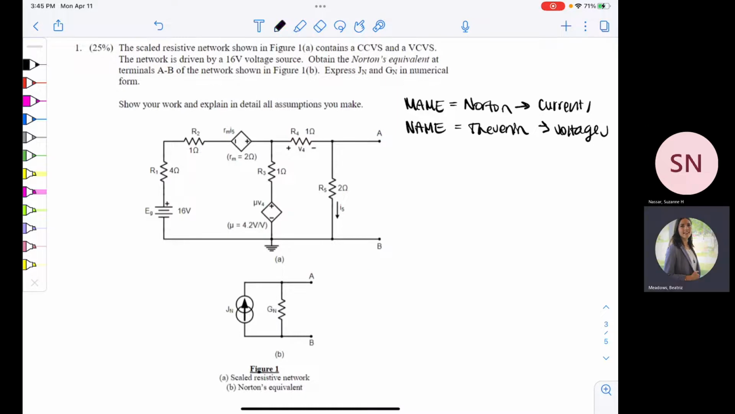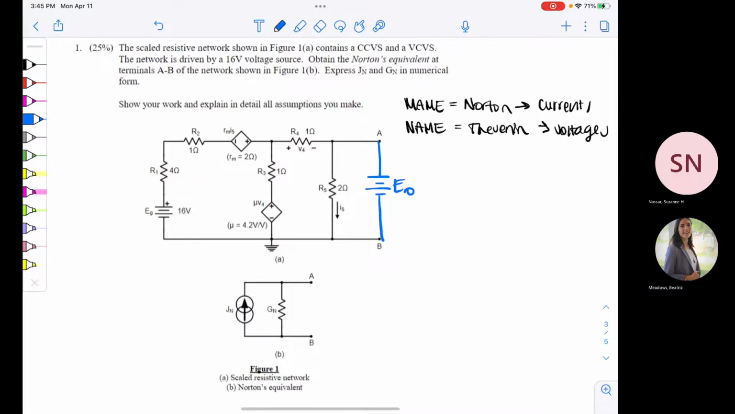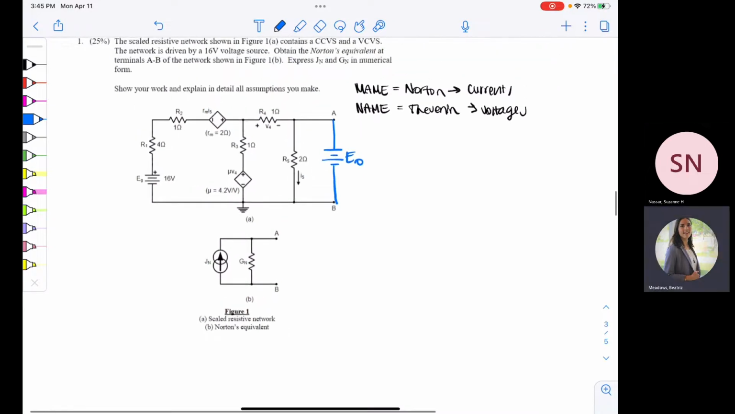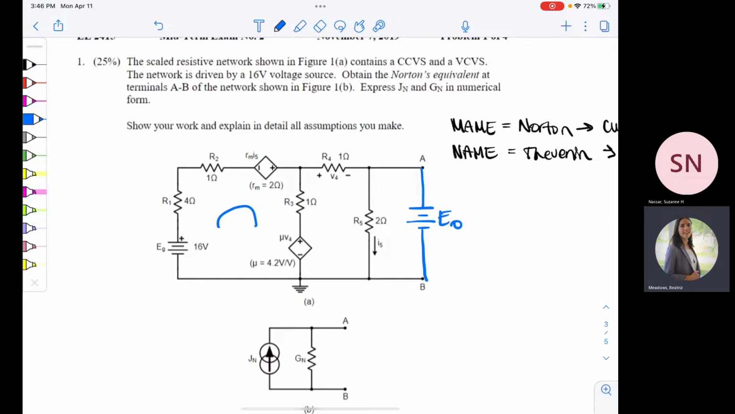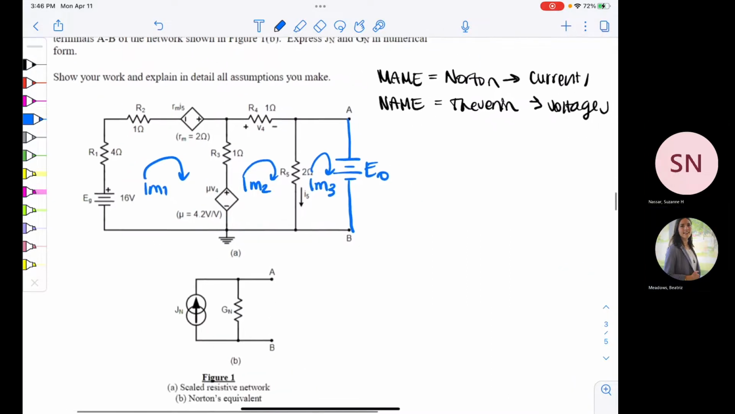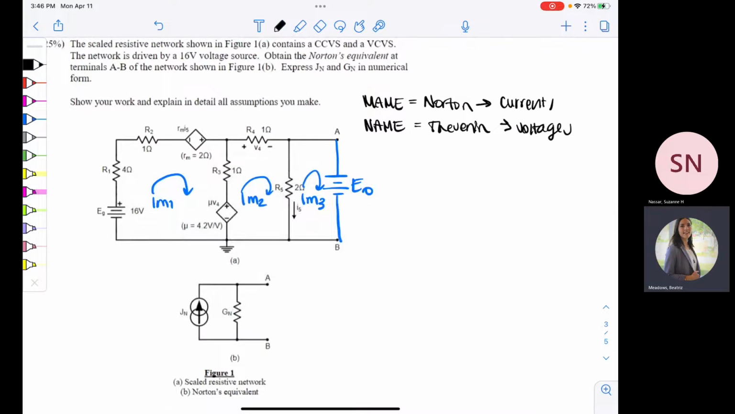Okay, so what we're gonna have to do is close it off with what I like to call an imaginary source, right? So since we're doing MAME, we're gonna close it off with a voltage source. And I'm gonna call it E0, right? So now we have three loops here. So we're gonna do one here, and one here. So this is gonna be IM1, IM2, and IM3, right? So which one of these mesh currents do we want for our final answer? Because that's the one that's looking at this side here, right? So that's why we want IM3. But we want IM3 or negative IM3?